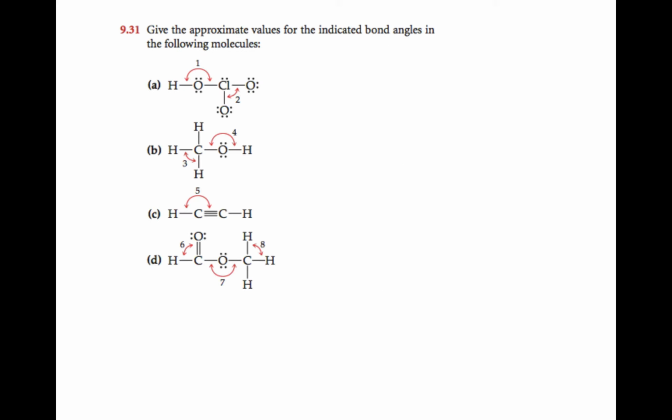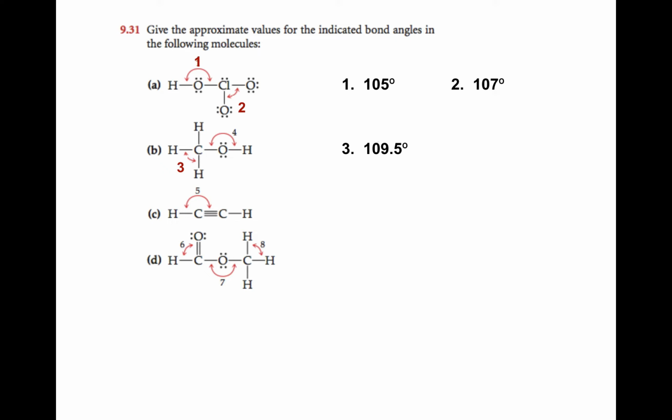All right, give the approximate values for the indicated bond angle for the following molecules. Okay, so for number 1, if I have 2 bonded pairs, 2 lone pairs, right, this is a bent geometry with a 105-degree bond angle. For number 2, you've got 3 bonded pairs around the central atom and 1 lone pair, so this is going to be a trigonal pyramidal geometry, 107-degree bond angle. If we're looking at number 3, that's 4 bonded pairs around the central atom, no lone pair. So that's tetrahedral geometry, 109.5.